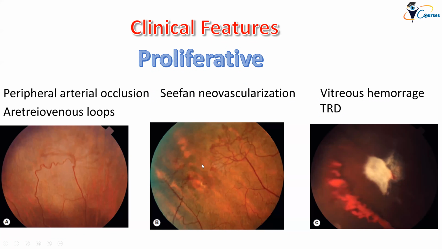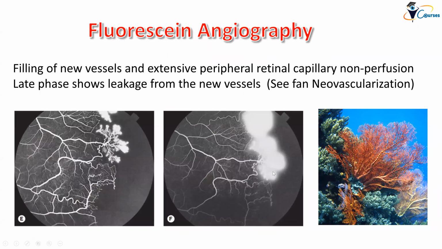So what will those patients look like in fluorescein angiography? There will be filling of the new vessels and extensive peripheral capillary non-perfusion. You see here, this area of the retina, there is capillary dropout, non-perfusion. And the blood vessels are trying to perfuse the peripheral retina, so they are arborized like that, making this pattern of C-fan. So this is the C-fan neovascularization, and there will be leakage from this C-fan neovascularization.